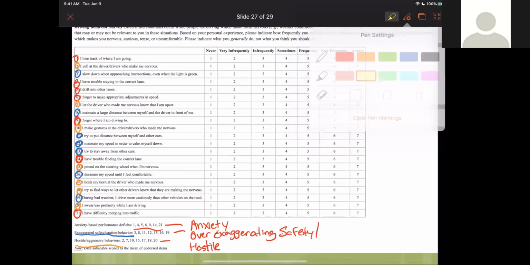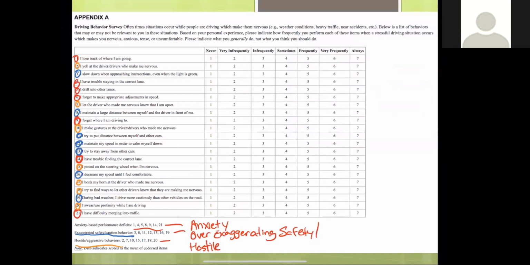Then we can come in and say, okay, I lose track of where I'm going when I drive. Yes, frequently that happens to me. I yell at the driver who makes me nervous. I typically am very calm and very infrequently will yell. Yes, I like to slow down at intersections because even at a green light I'm worried. I don't have trouble staying in the correct lane. I don't typically drift into other lanes. We go through this same process again where somebody can get scored on all these different things. Let's see, I don't do any of these.